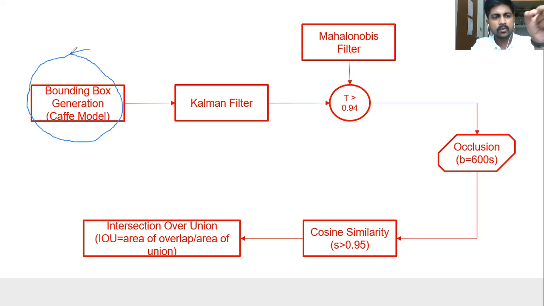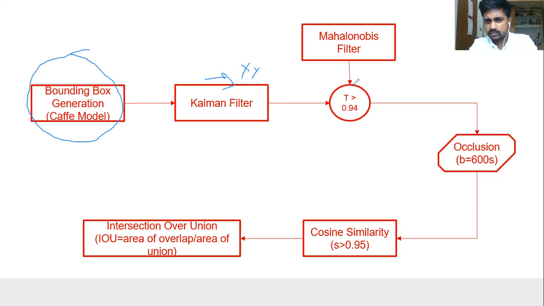We are using the Caffe model to generate the bounding boxes for multiple objects, whether one or two are coming. After generating the bounding box using this Caffe model, we send it to the Kalman filter. The Kalman filter will predict the next frame positions of x and y.